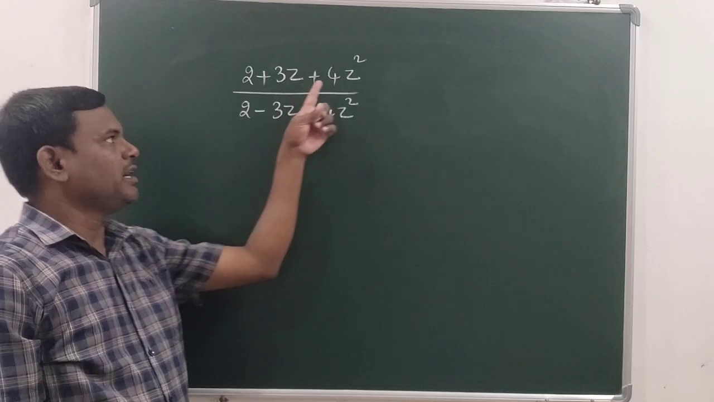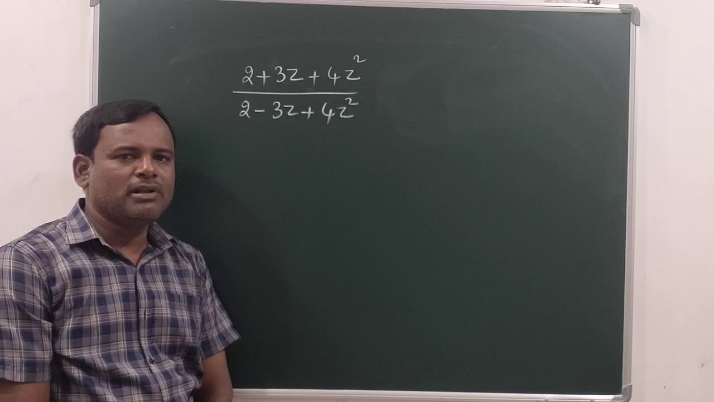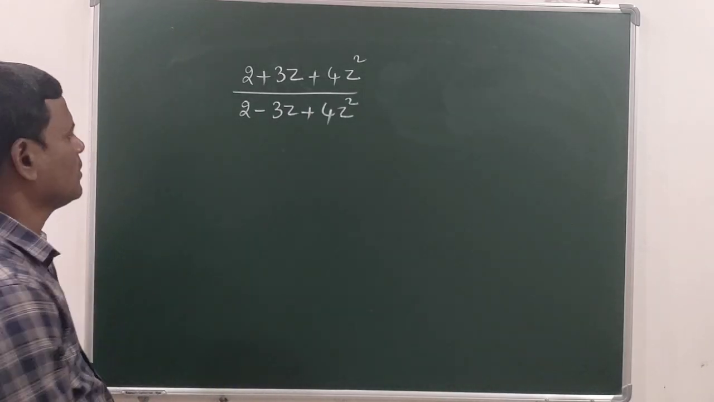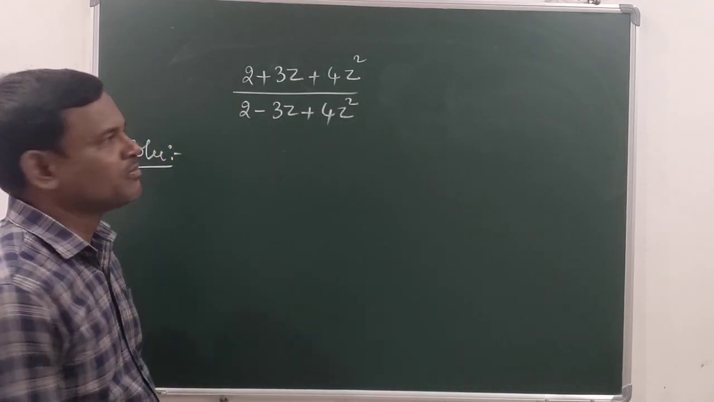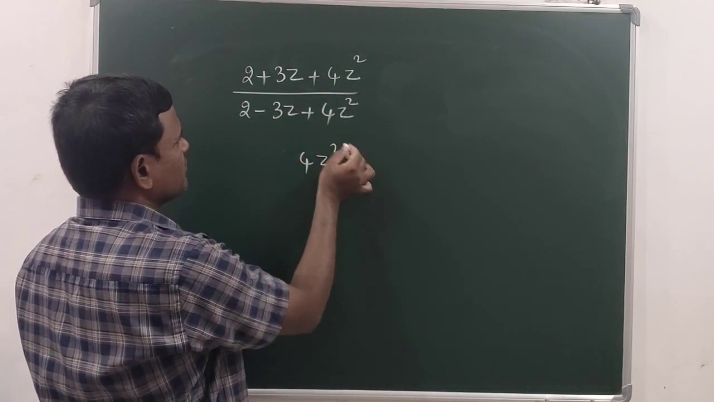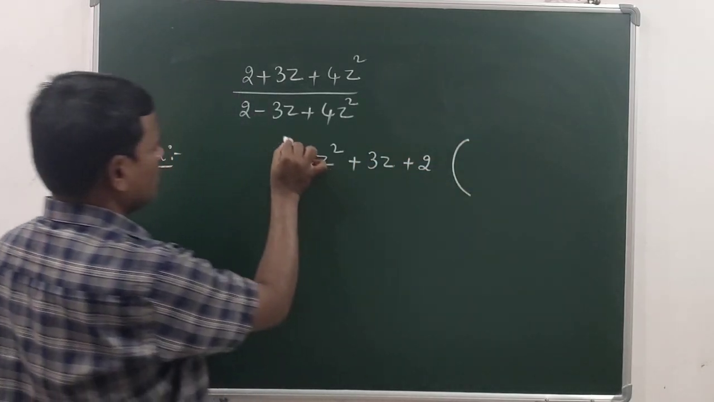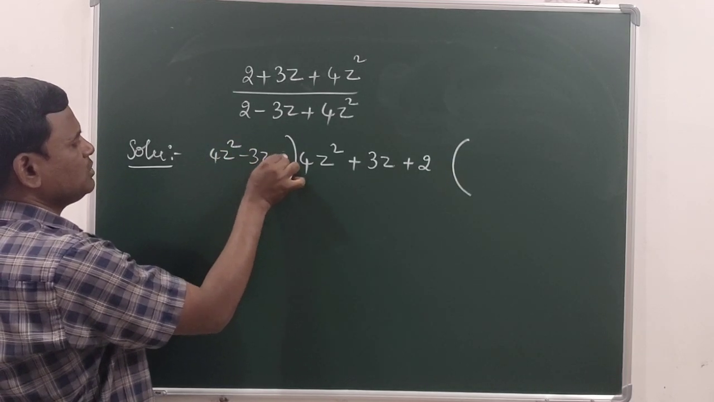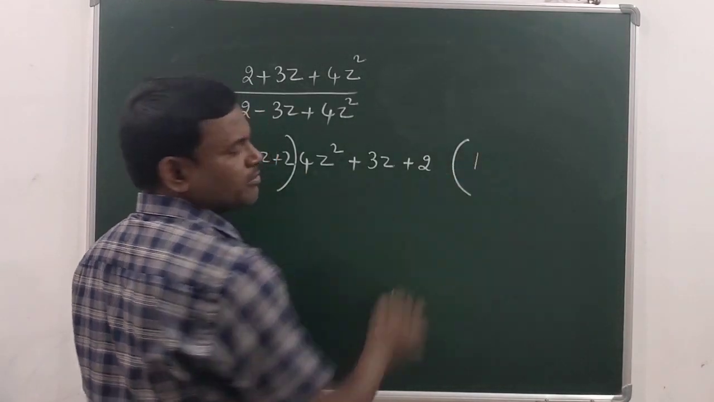See, the degree of the numerator and the degree of the denominator are the same. Hence it is an improper fraction. Now I am going to convert this into a mixed fraction. See the solution. You have to divide the numerator by the denominator. Here 4z square plus 3z plus 2, and here 4z square minus 3z plus 2. Now divide this by this, so that here you get 1.